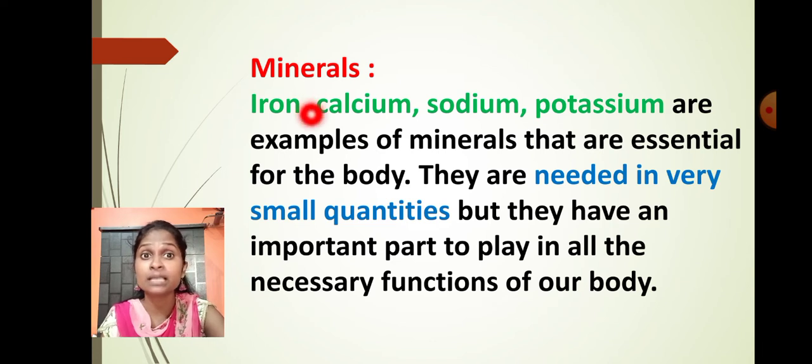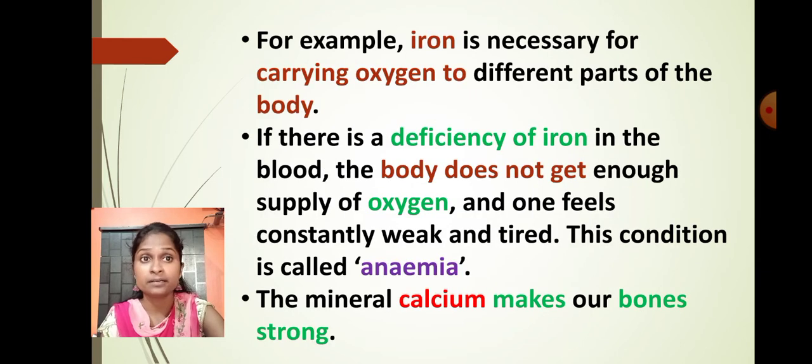Iron you will get from leafy vegetables. Is that clear? So you should have leafy vegetables in larger quantity, because iron is very necessary for carrying oxygen to all parts of the body. See students, we do respiration. During respiration, we inhale oxygen and we exhale carbon dioxide. Am I right? So the oxygen which goes inside through our nose has to be carried to all parts of the body.